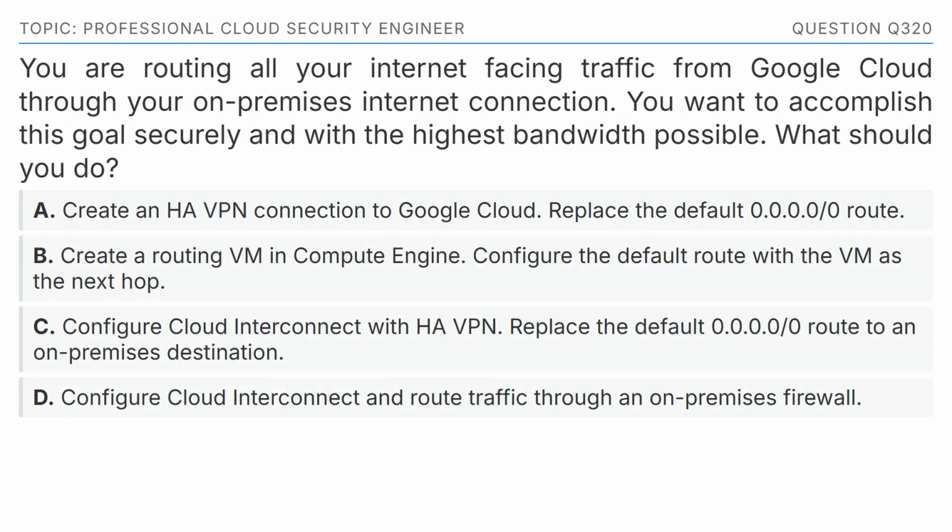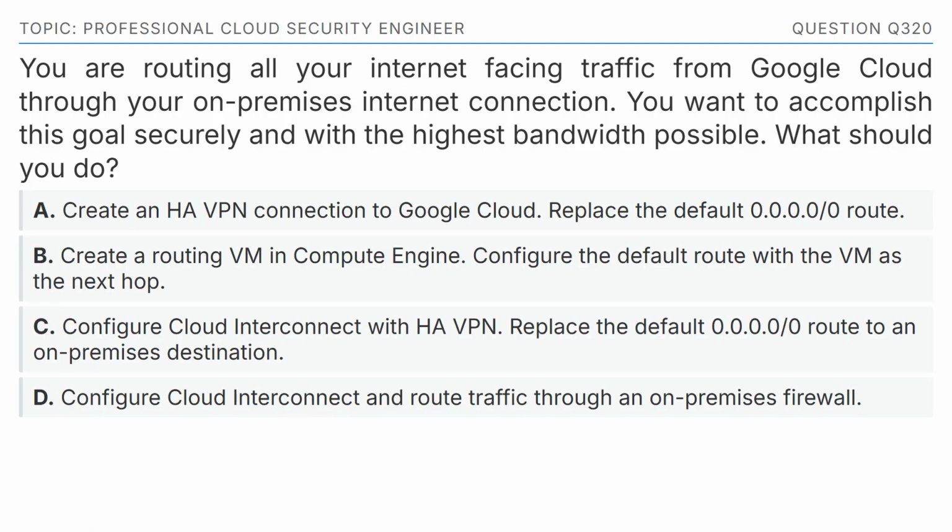You are routing all your internet-facing traffic from Google Cloud through your on-premises internet connection. You want to accomplish this goal securely and with the highest bandwidth possible. What should you do? The options are: Option A, create an HA VPN connection to Google Cloud. Replace the default 0.0.0.0/0 route. Option B, create a routing VM in Compute Engine.